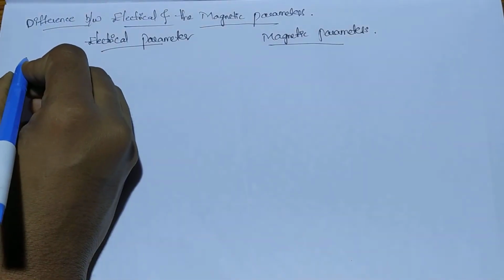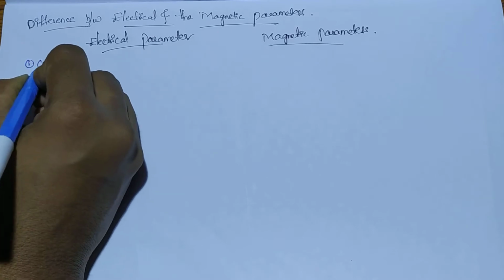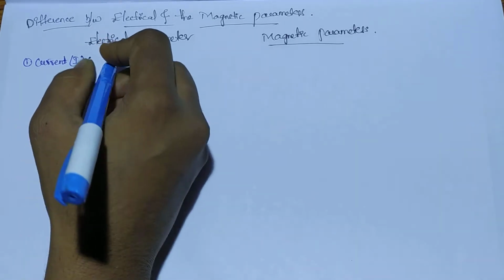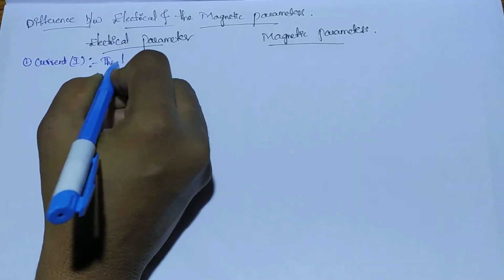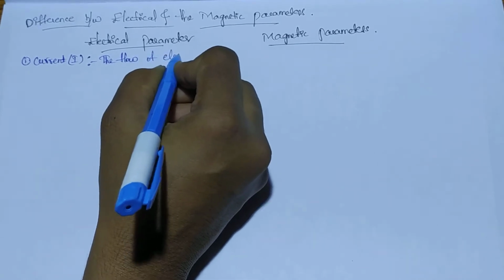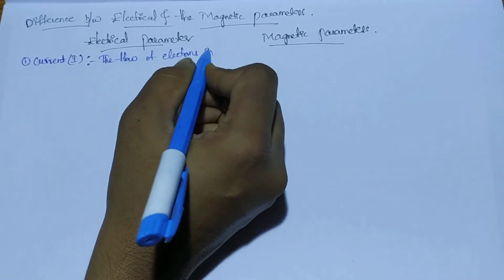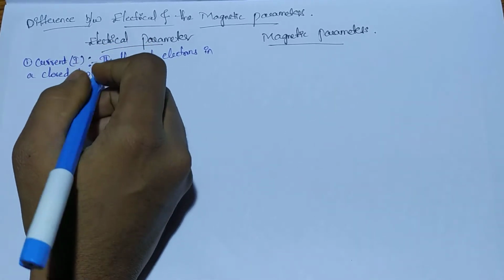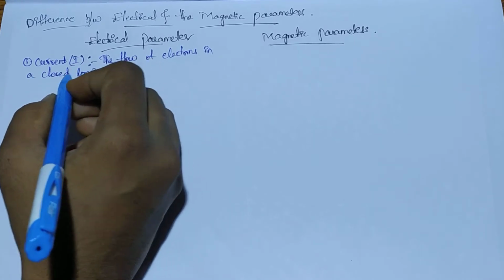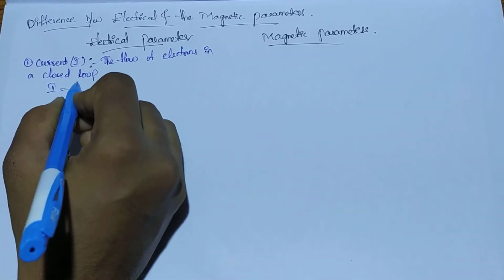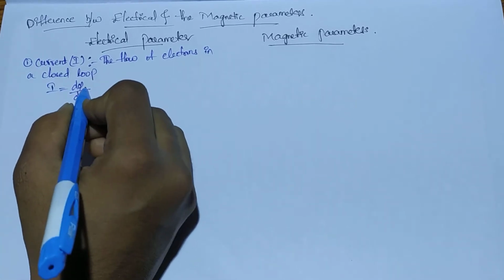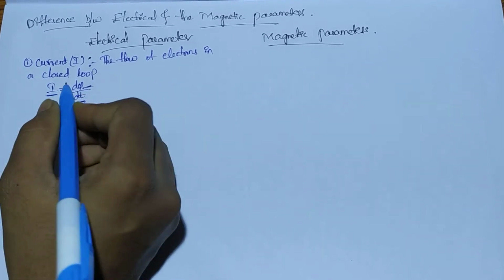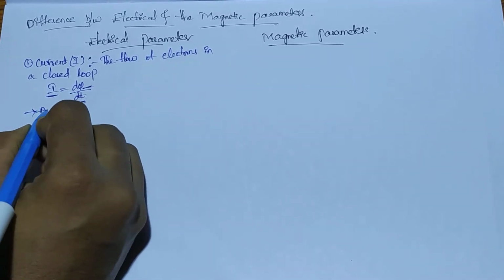First I am considering the electrical parameters. The first one is current. This current is denoted with the letter I, and it states that the flow of electrons in a closed loop is called current, and I equals dq by dt. It means the rate of change of charge with respect to time is called current, and its units are amperes.